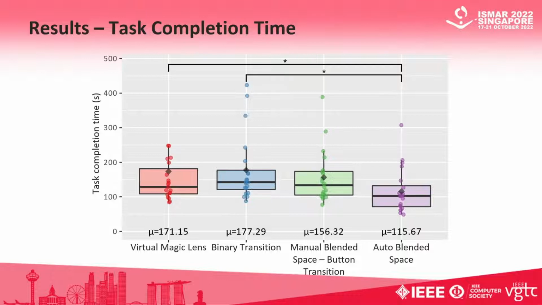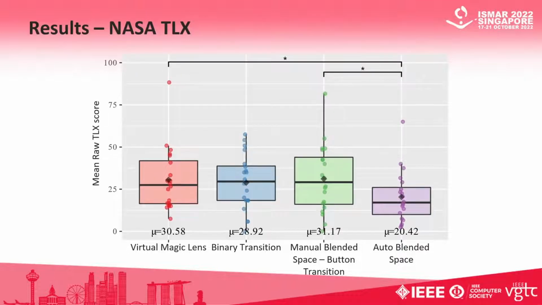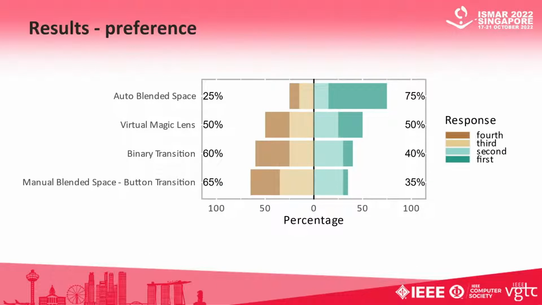In the study, we found that the auto-blended space was significantly faster than the baseline techniques, and also that it had a significantly lower workload than both manual blended space and virtual magic lens. The auto-blended space was preferred by most participants because they found it the easiest to use. Virtual magic lens was also experienced as very intuitive, but participants found it annoying that they had to stretch out their arm to use it, and it also had a limited view, which they complained about.